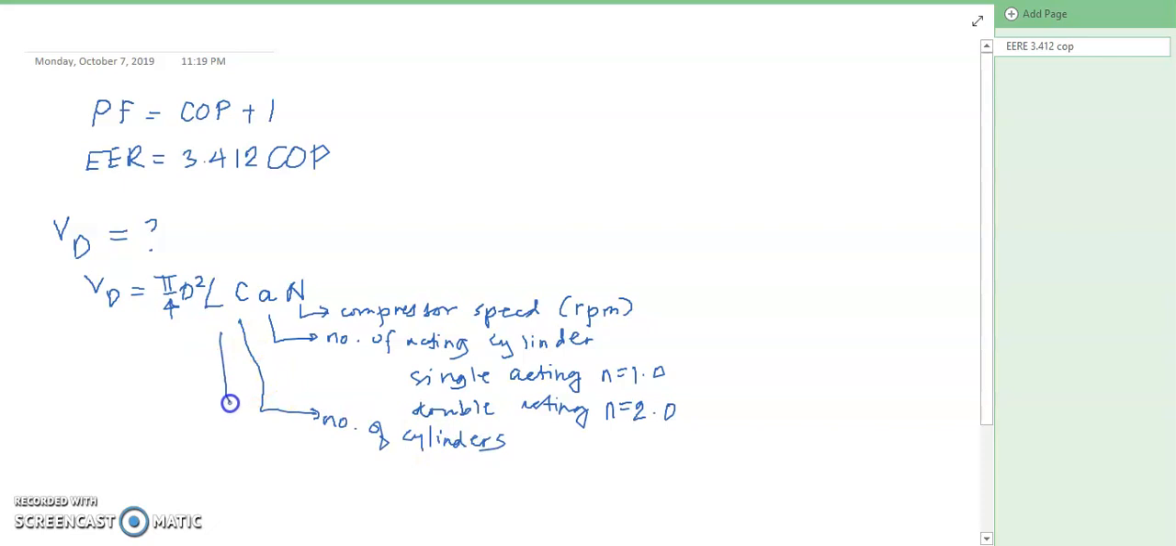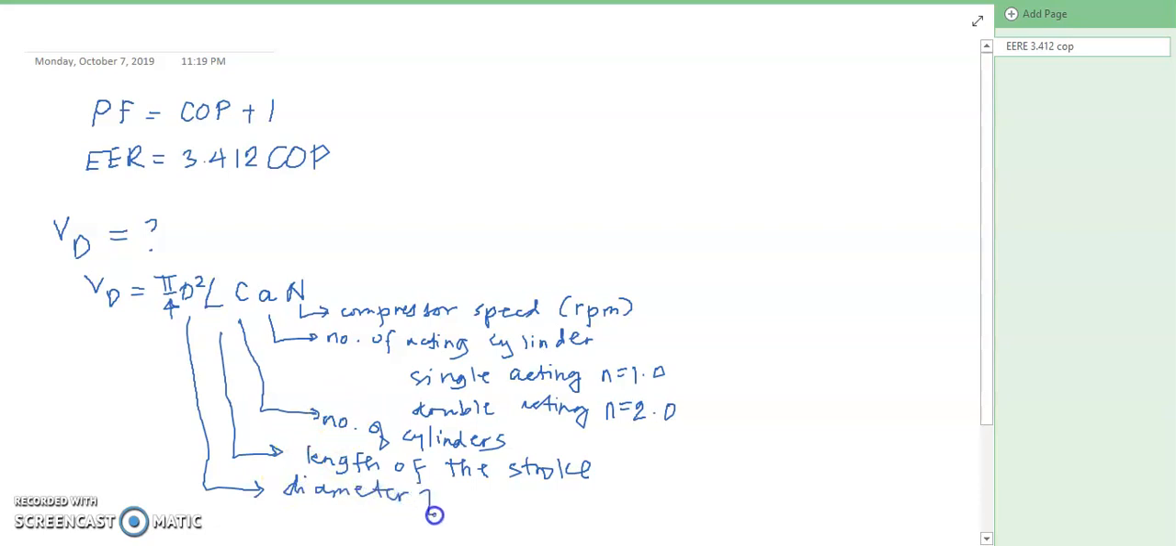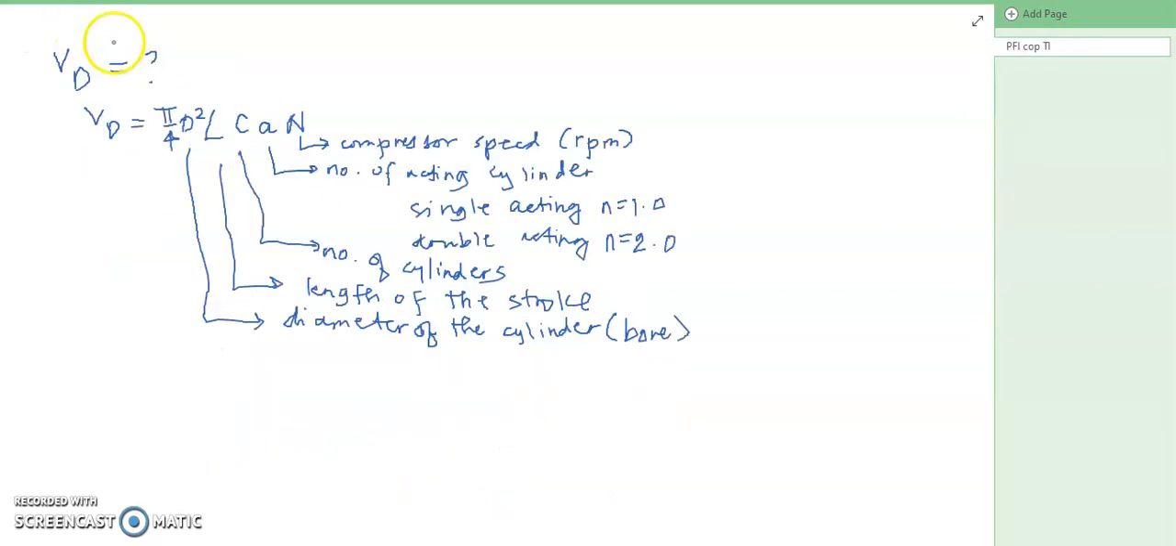Okay. L is the length of the stroke. And then we have D, that is the diameter of the cylinder. So it is also known as the bore. Okay. So a single acting compressor makes one complete cycle in one revolution, whereas the double acting cylinder makes two complete cycles in one revolution. So yun po yung pinagkaiba nila.